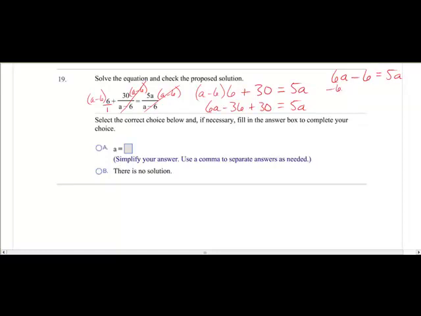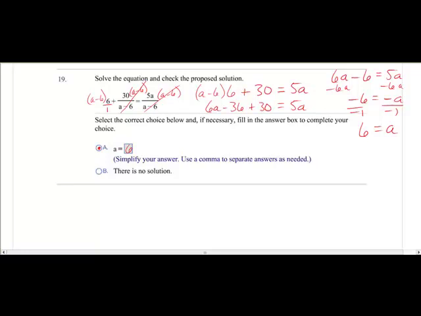So now I'm going to subtract this 6a from both sides, and I have negative 6 is equal to negative 1a. But I don't want negative a, I want a, so I'll just divide by negative 1, and I get 6 is equal to a. Now, if you did that and you gave me this answer, I gave you half credit, because a lot of you did this and you said, okay, the answer is a, circle in a and put 6 in the box.